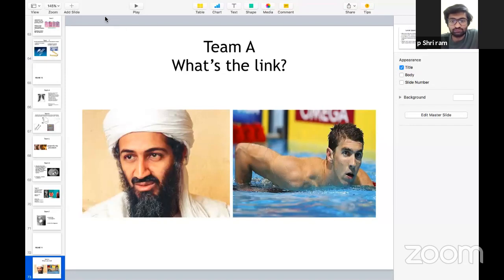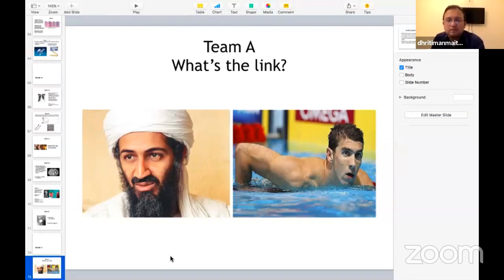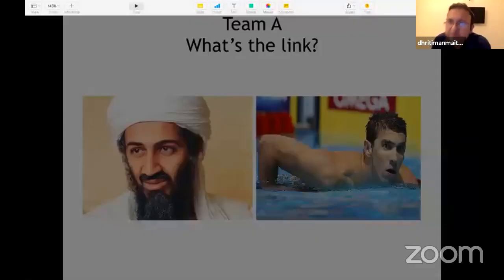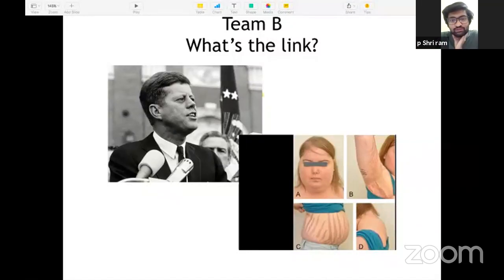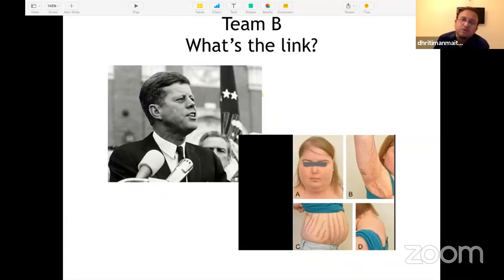Wait. Team B, what's the link between these two pictures? So, Cushing syndrome. No, you have to link the two pictures. But Billy Board and what? He had Alzheimer's. Sriram, don't talk. Oh shit.